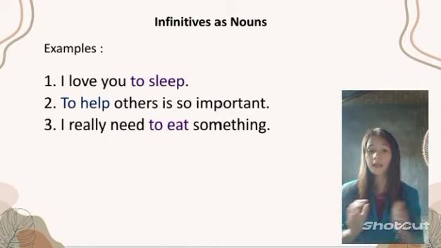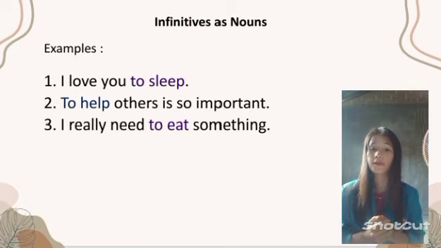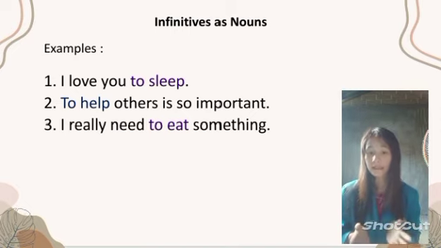Okay, let's see the next example. To help others is so important. In this example, we have the verb is, and to help is the subject of the sentence. This means that the infinitive functions as a noun in this sentence. Here, to help is used as the subject in the sentence, so it acts as a noun.